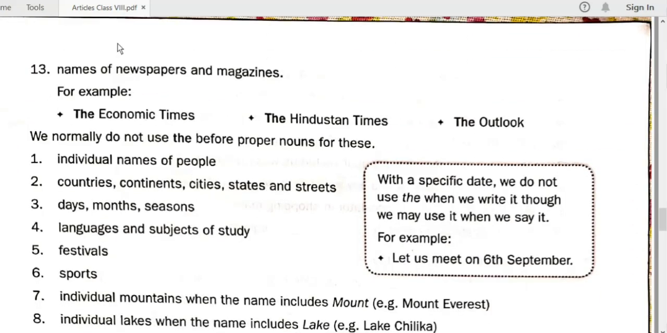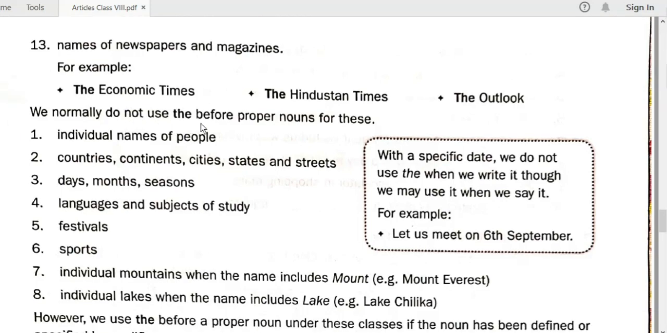Now the next rule, names of newspapers and magazines. For examples, the Economic Times, the Hindustan Times, the Outlook. We normally do not use the before proper nouns, such as individual names of people. But sometimes, when we make a comparison, we must use the before it, because Kalidas is the Shakespeare of India. Here before Shakespeare we have used the, but we will learn it later.